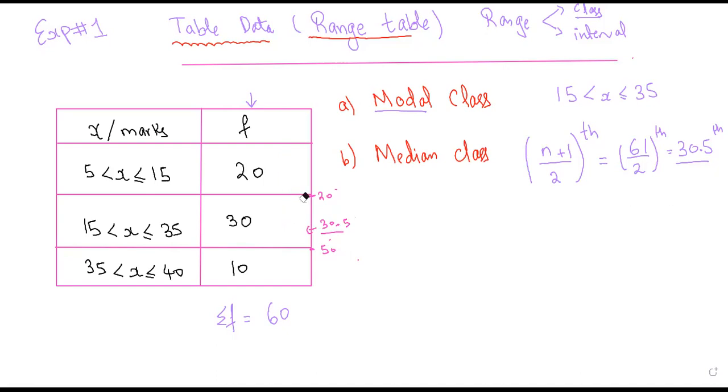Okay. Now, initially, please pay attention. Whenever we had a 30.5th term, we used to pick up the 30th term and the 31st term, and divide that by 2. But this time around, please pay attention, the 30th term and the 31st term, both of them are basically in this class, okay? They are in this class. So the answer is going to be 15 less than x less than or equal to 35.